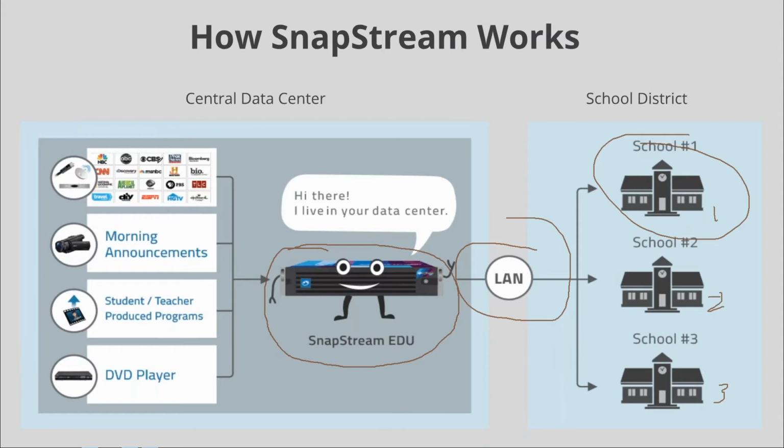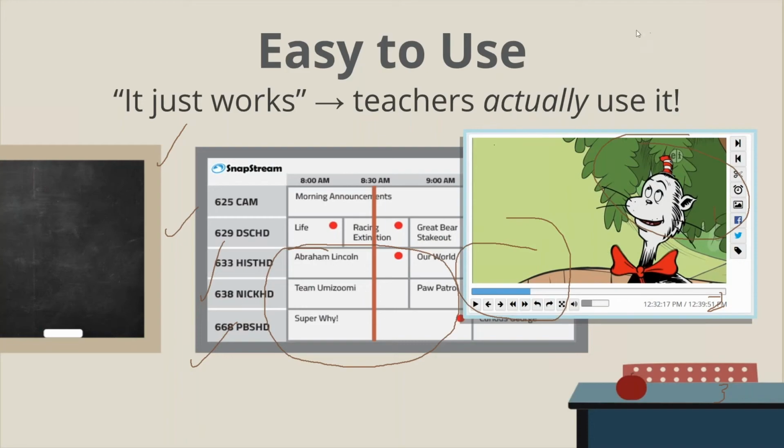So you've got television and morning announcements. You can also create your own programs as files and then upload those into SnapStream, where SnapStream acts like a video server, and you can connect other video sources such as DVD players into SnapStream as inputs. So all these things are options.